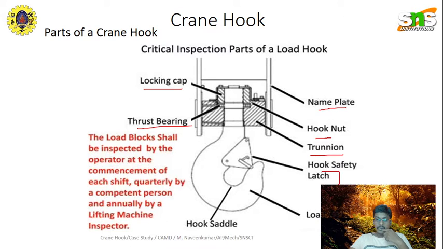The trunnion. The hook safety latch is used so that the material which is hanged here is not allowed to move away. This is the load hook where the load is locked in, and this is the hook saddle where the material is completely hanged. This surface will have the highest stresses.